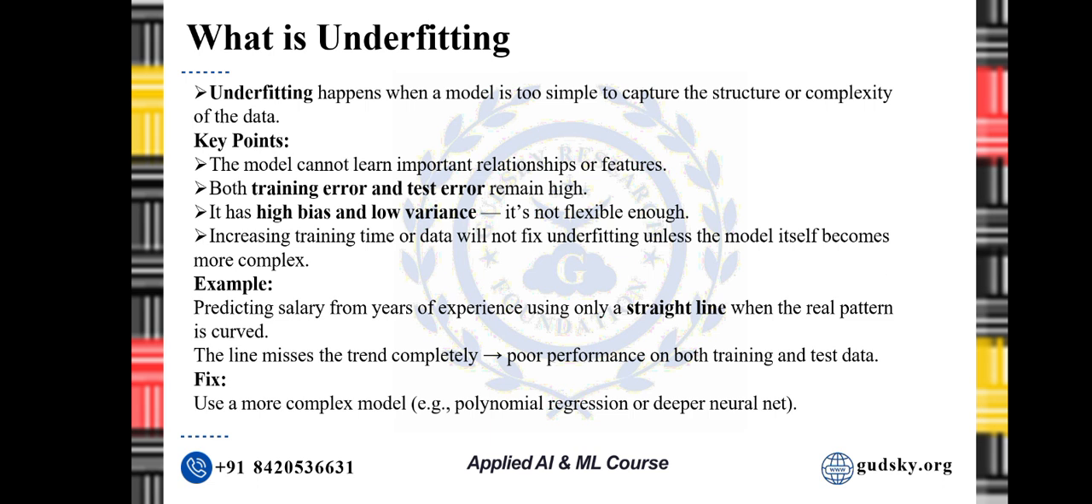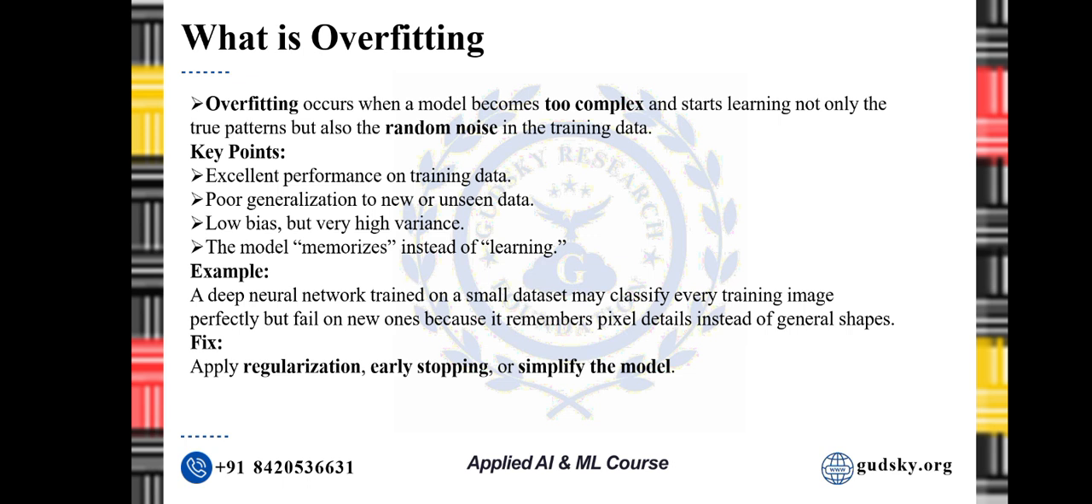Okay, now we'll move to the next slide, that is overfitting. Overfitting happens when your model becomes too smart, so smart that it starts memorizing instead of understanding. When a model overfits, it learns not only the real patterns but also the random noise in the training data. So it performs extremely well on the training data but poorly on new data.